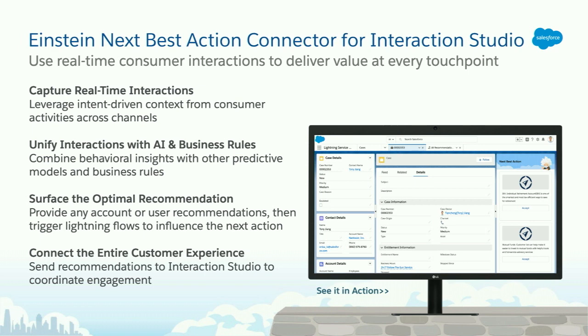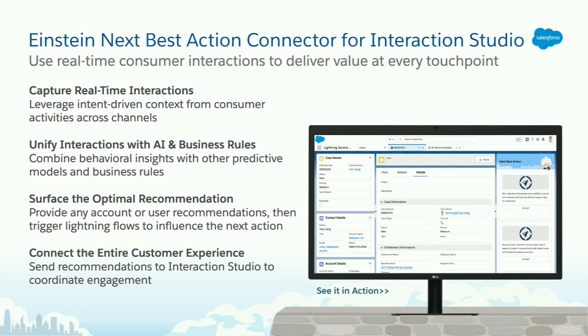So the next one is also an Einstein-related feature that we've released recently. This one is actually a marriage between our Interaction Studio product, which is an omni-channel personalization and customer interaction, real-time customer interaction management tool, and our Einstein Next Best Action platform feature. So the goal here is with Interaction Studio, you can really monitor those real-time interactions that customers are having on your website, on your apps, across your digital channels, and be able to use that to make better recommendations of what the next offer or the next interaction should be.